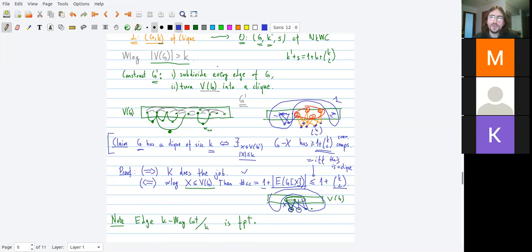Let me just state at the end that the edge variant of this problem, where I'm deleting edges to get many connected components instead of vertices, is actually FPT, and for quite non-trivial reasons. So there's a difference between the edge version and the vertex version of those problems.